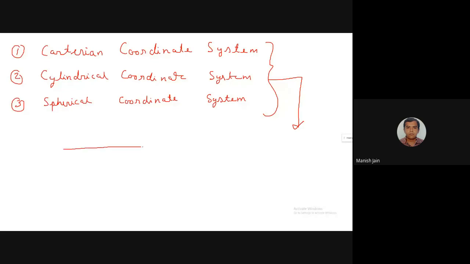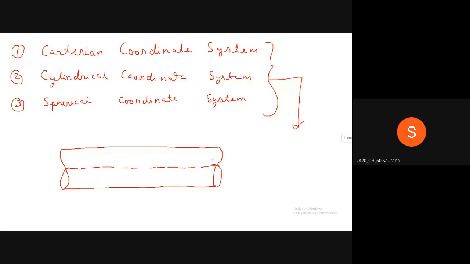Suppose you have to solve the problem to calculate the flow inside the pipeline. Okay, you want to determine the flow inside a pipeline. So this is a pipe. Now, which coordinate system we will use in this case? Anyone? Which coordinate system we have to use in this case? Flow inside the pipeline. Cartesian.